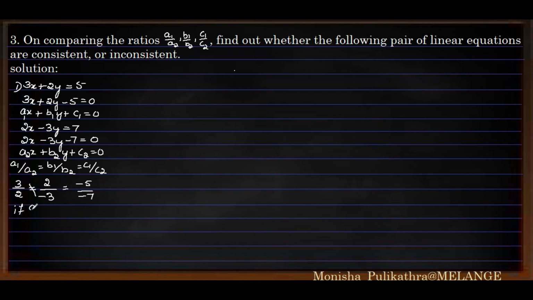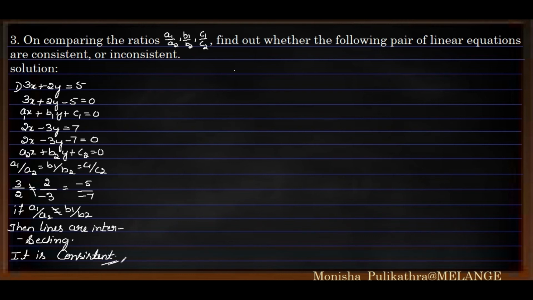So if a1 by a2 is not equal to b1 by b2, then the lines are intersecting. Okay, so the lines are intersecting. So if the lines are intersecting, it means intersecting lines are always consistent. So it is consistent. So this is the way of doing the first problem. Okay, next moving on to the second one.